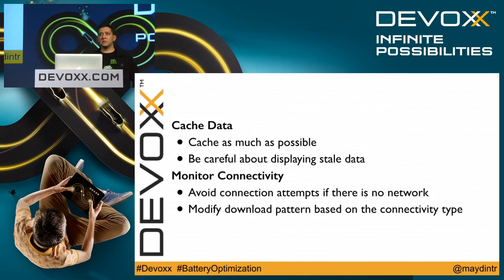Cache data as much as possible. This will also save battery, but be careful about displaying stale data. Put an expiration date for your data. And you can also monitor the connectivity. Avoid network connection attempts if there isn't any network connection. And you can modify download pattern according to the connectivity type. For instance, you can prefetch aggressively if it is connected to Wi-Fi.